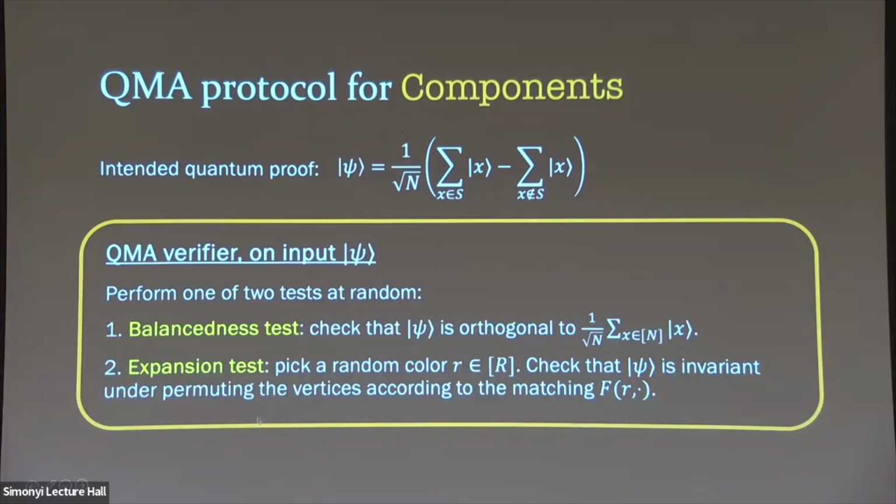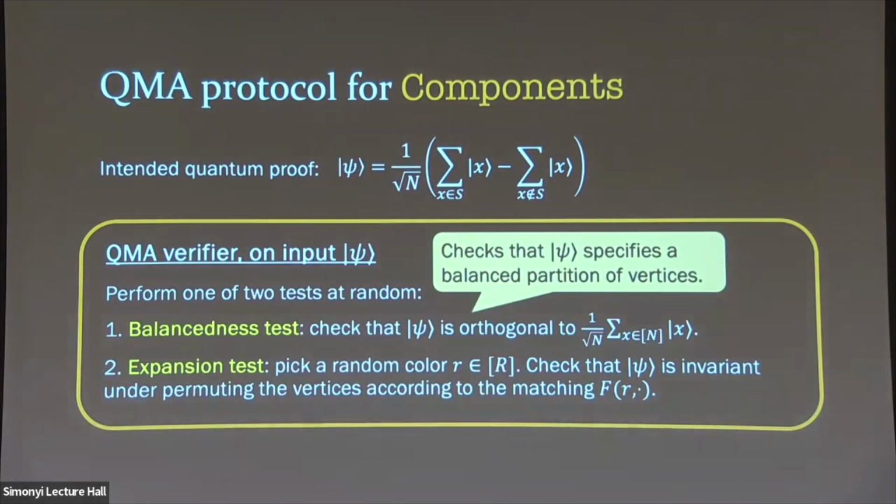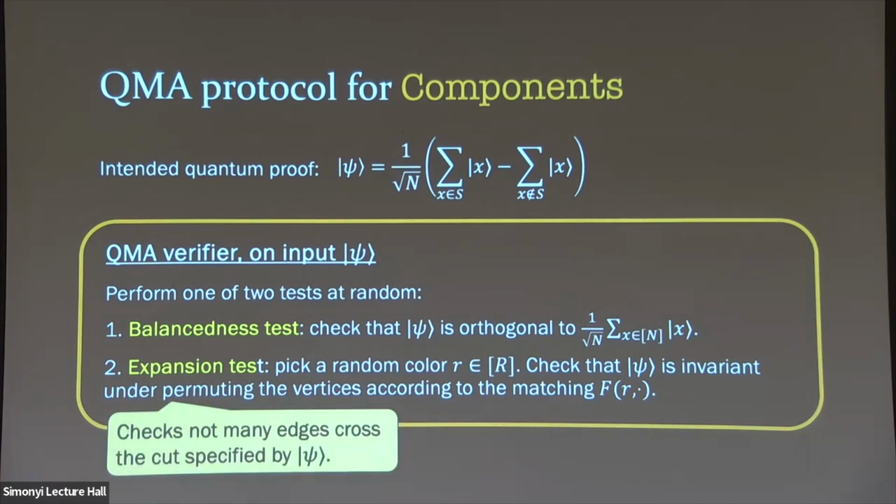And so the balancedness test is to check that there really is this partition. And then the second test is to check that within these partitions, if you take a random walk within the partition, you sort of keep the partition invariant. So the verifier will pick a random color and then just permute the vertices according to the matching. So the first test checks that you have a balanced partition of vertices, and the second test essentially checks that there are not many edges that cross between the partition. Of course, there shouldn't be any edges, but.